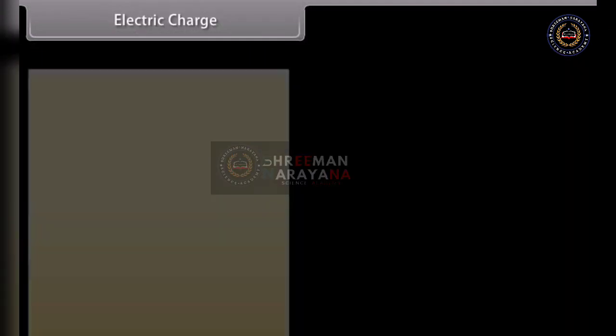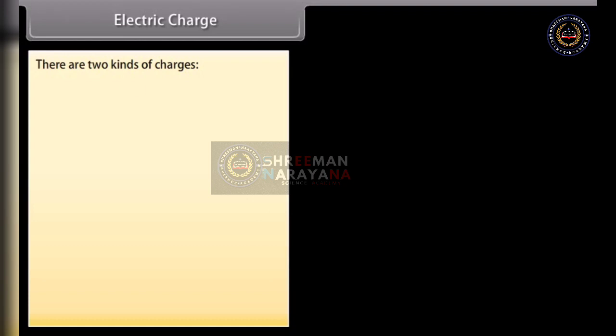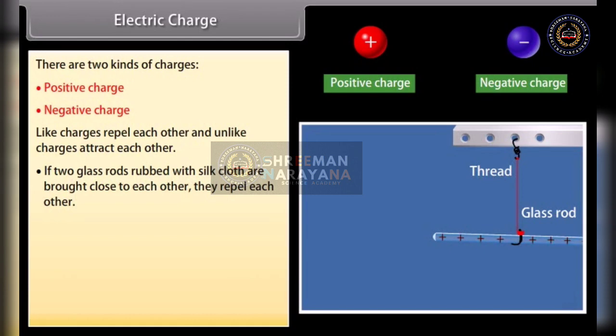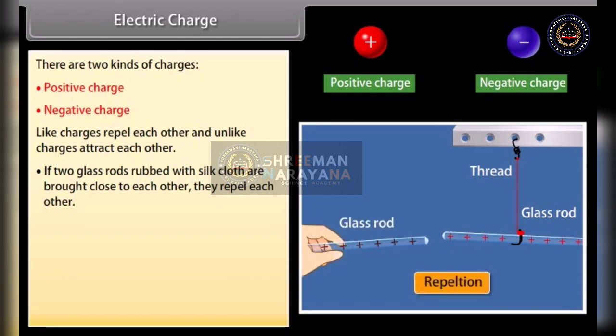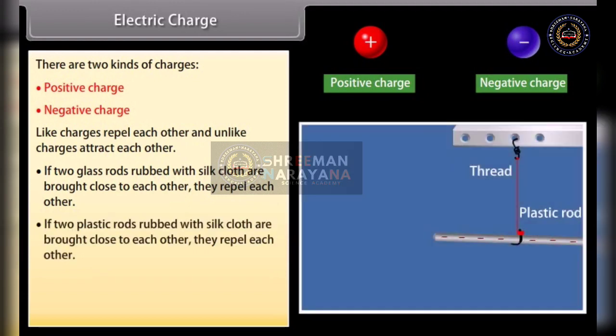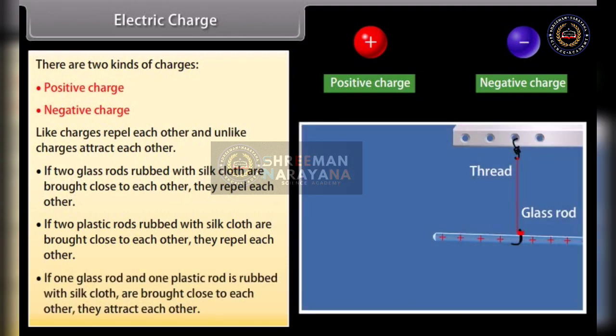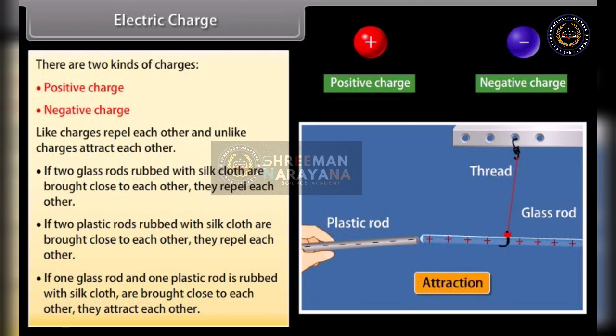Electric charge. There are two kinds of charges: positive charge and negative charge. Like charges repel each other and unlike charges attract each other. If two glass rods rubbed with silk cloth are brought close to each other, they repel each other. If two plastic rods rubbed with silk cloth are brought close to each other, they repel each other.